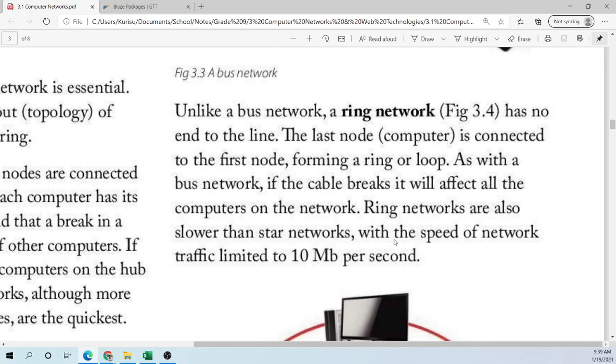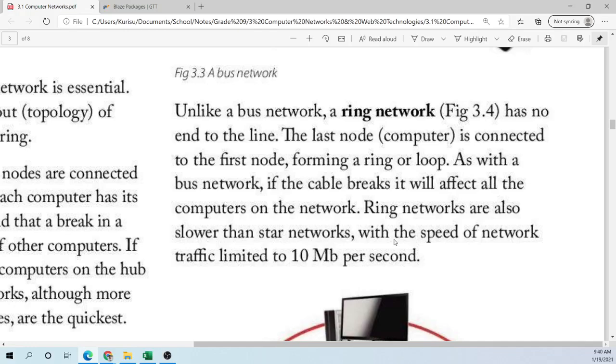Unlike the bus network, a ring network has no end to the line. The last node, computer, is connected to the first node, forming a ring or loop. As with the bus network, if the cable breaks, it will affect all the computers on the network. Ring networks are also slower than star networks, with the speed of network traffic limited to 10 Mbps.